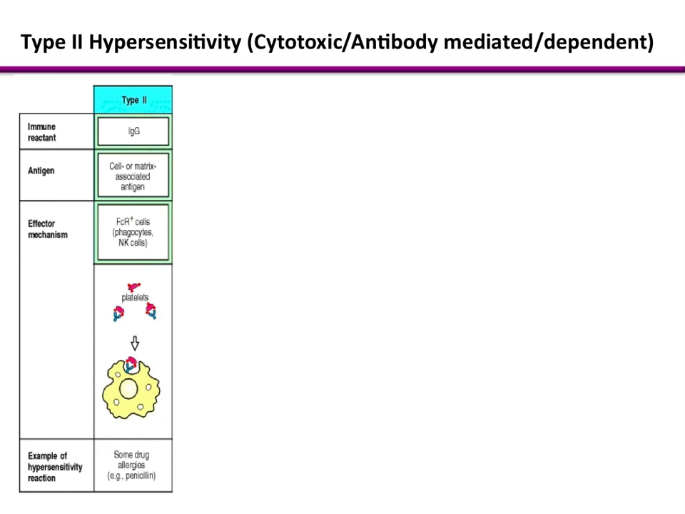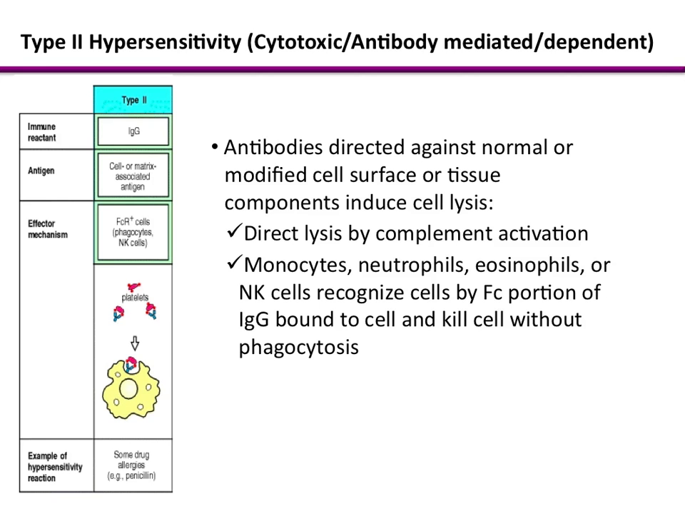Type 2 hypersensitivity, we call it also cytotoxic or antibody-mediated or antibody-dependent hypersensitivity. These are antibodies directed against normal or modified cell surface or tissue components that induce cell lysis. So it causes direct lysis by complement activation. And monocytes, neutrophils, eosinophils or NK cells recognize cells by the Fc portion of the IgG bound to the cell and kill the cell without phagocytosis.